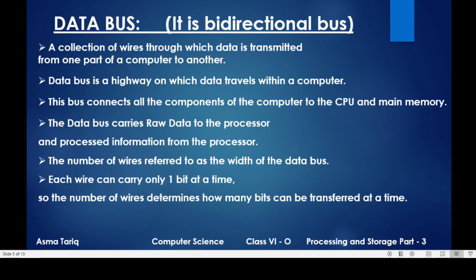The data bus is a bidirectional bus, a collection of wires through which data is transmitted from one part of a computer to another. The data bus is a highway on which data travels within a computer. This bus connects all the components of the computer to the CPU and the main memory. The data bus carries raw data to the processor and processed information from the processor. The number of wires is referred to as the width of the data bus.